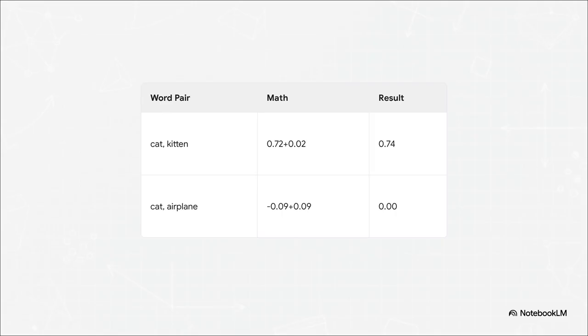But now look at cat and airplane. The underlying multiplications just cancel out. 0.9 times negative 0.1 gives us negative 0.09, and 0.1 times 0.9 gives us positive 0.09. Added together, that equals a flat zero. The numbers themselves mathematically prove that cat and airplane are completely unrelated.